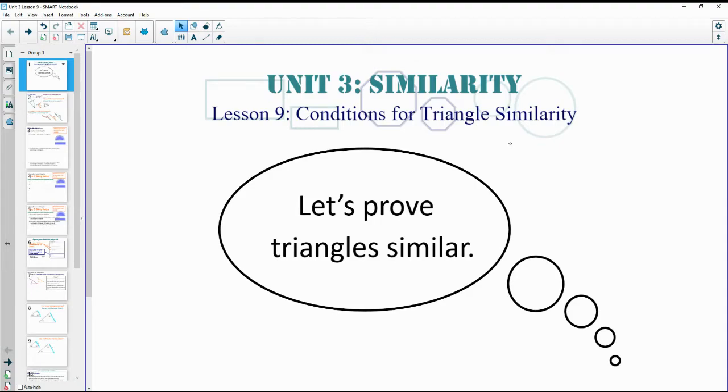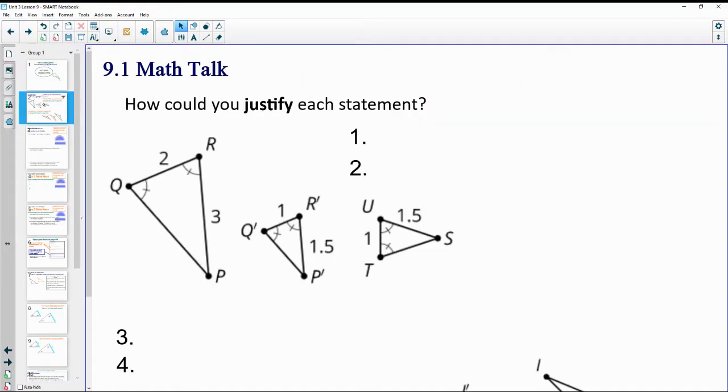For triangle similarity, we're going to be proving that triangles are similar. So let's take a look at this math talk. We just talked through in class a couple of different things about each of these. The first one is how could we justify each of these statements?